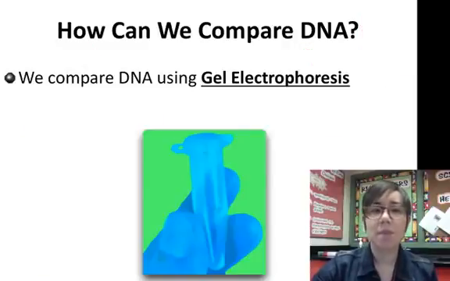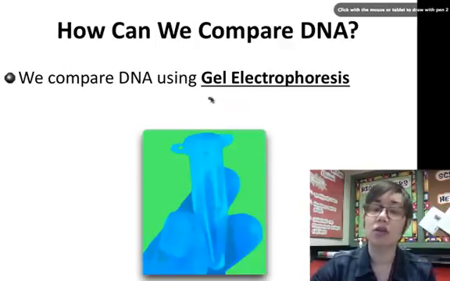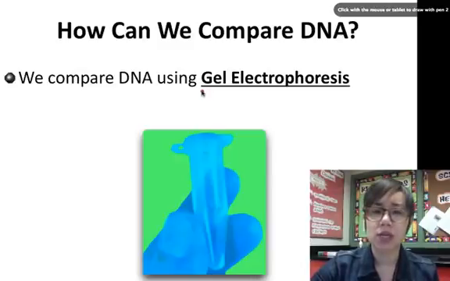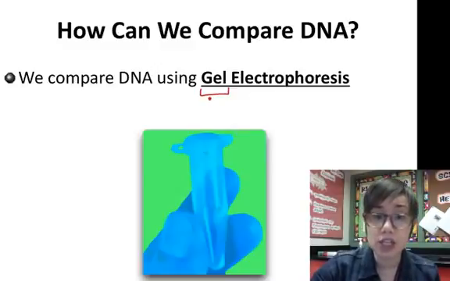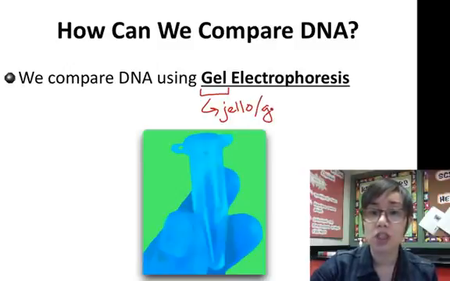So how can we compare DNA? We can compare DNA by using a special technique called DNA gel electrophoresis. Let's break this up because it's a really long term. Let's start with the first part. We call it gel electrophoresis because we actually use a gel that's very similar to something that you have probably eaten before, something called Jell-O, which is made up of something called gelatin. It has the same consistency.